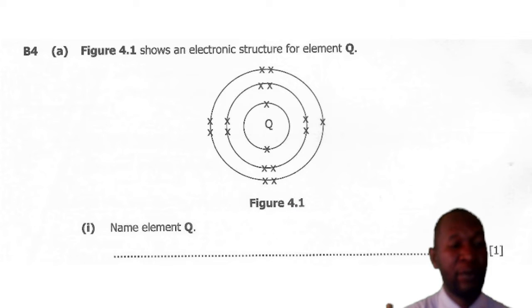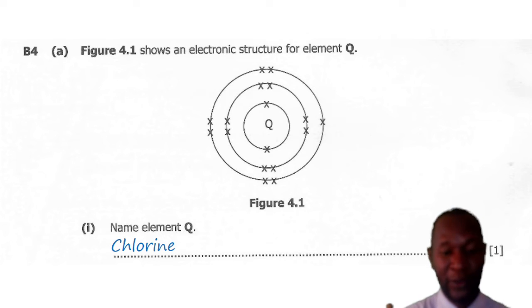B4, part A, Figure 1.1 shows an electronic structure of element Q. Name element Q. So element Q, from the electronic configuration 2, 8, 7, has a total number of electrons of 17. And on the periodic table, the atom with 17 electrons is chlorine. So our element here is chlorine.